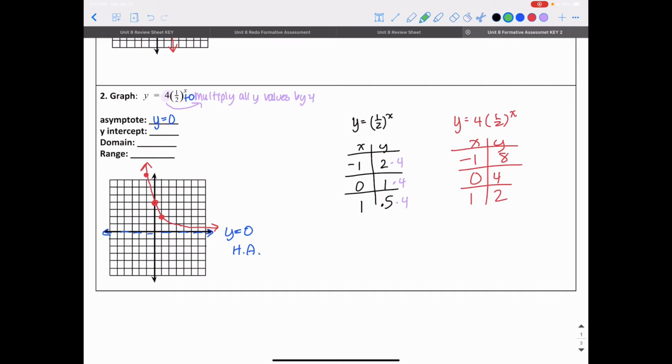I have that point. It's (0, 4). The domain is always going to be, all my x values are included, negative infinity to positive infinity. And then the range is, I can see I'm starting at 0 and going to positive infinity. I'm never going to actually touch 0, so I put a parentheses on it.